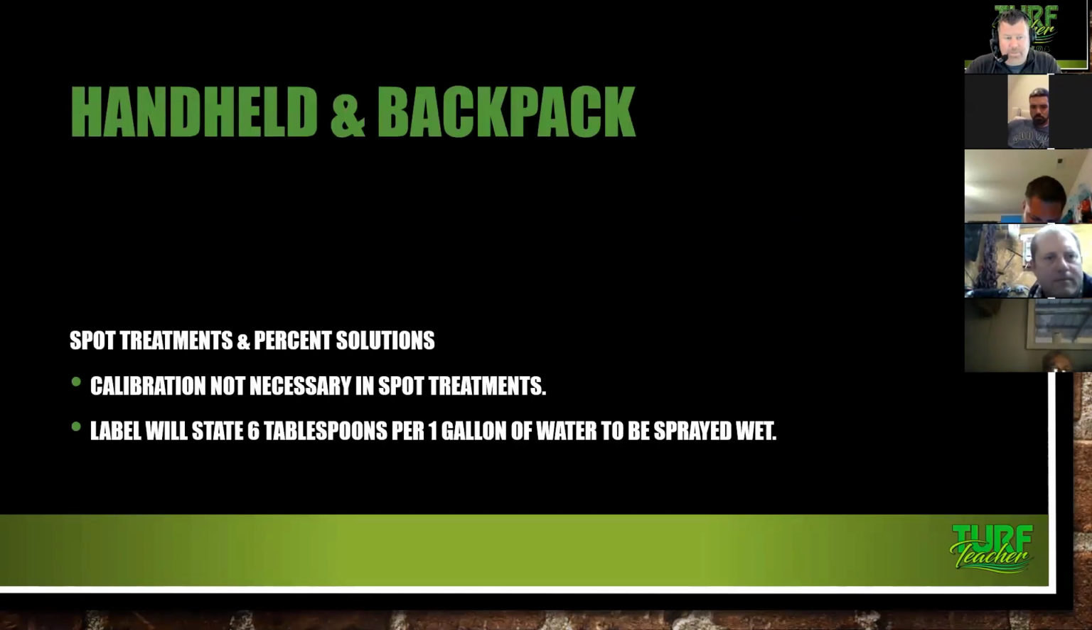For spot treatments and percent solutions, calibration is usually not necessary in spot treatments. If we're going to mix a little Roundup and go around and spot spray some weeds in shrub beds, we should be fine. The label will state either 6 teaspoons per gallon of water to be sprayed wet, or it'll say 3 ounces or 2 ounces per gallon of water.